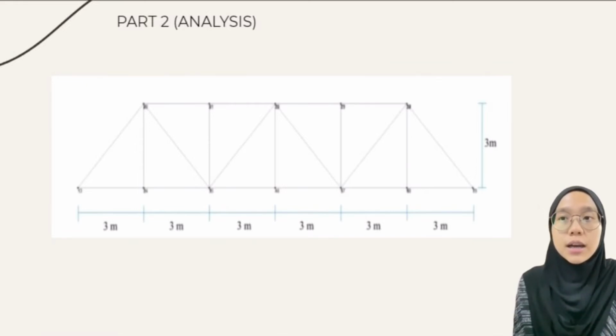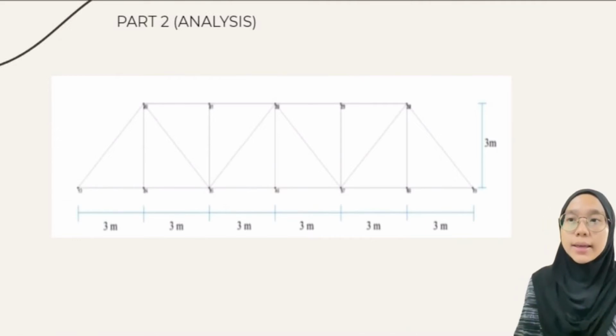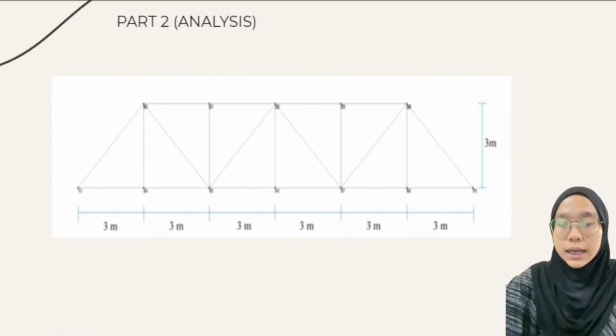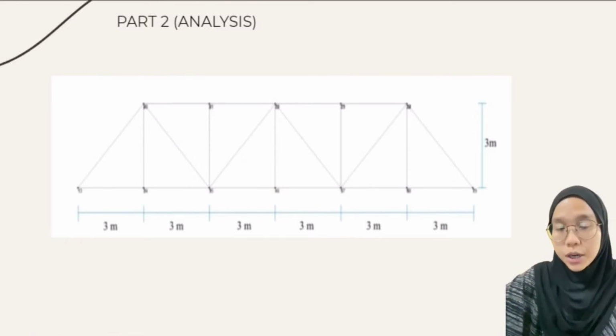Today I will continue with part 2, the result analysis for the calculation for this project. So this is our bridge, 18 meters long, and next I will explain what we have done for our calculation.